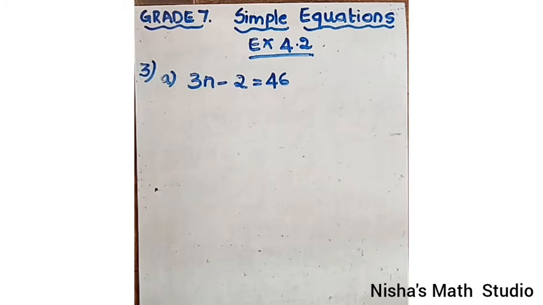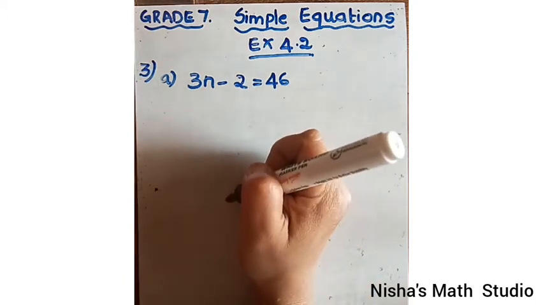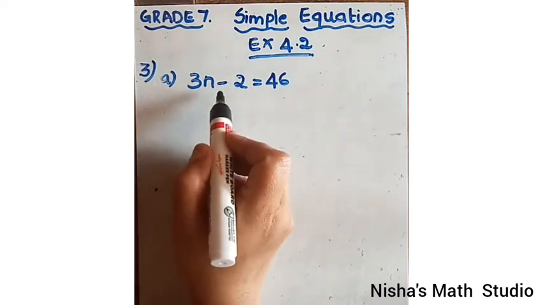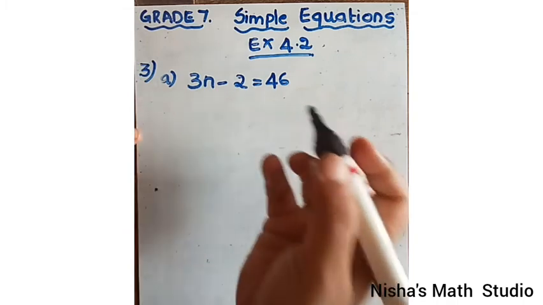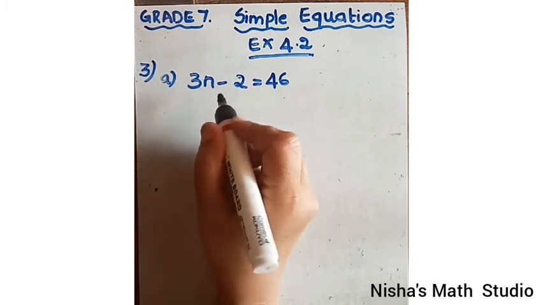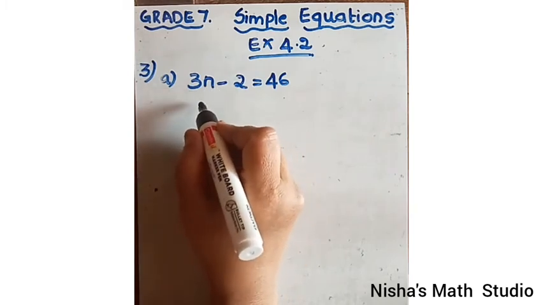Now the third question. Even though there are 4 main questions under 4.2, basically they all mean the same, that is solving the equation. So the first one is 3n minus 2 is equal to 46. How do I solve it using the balancing method? Remember, whenever you solve a simple equation, what we should finally achieve is variable on one side.